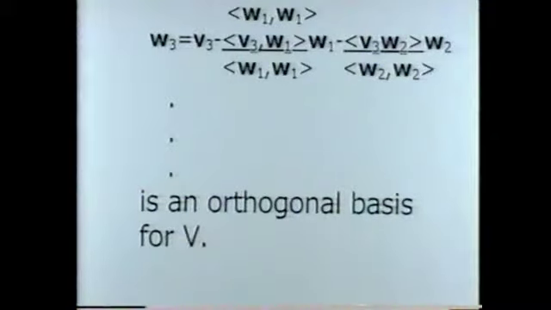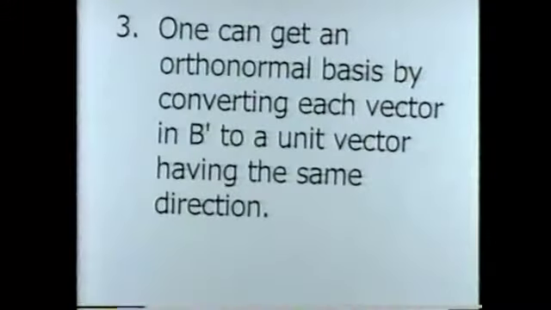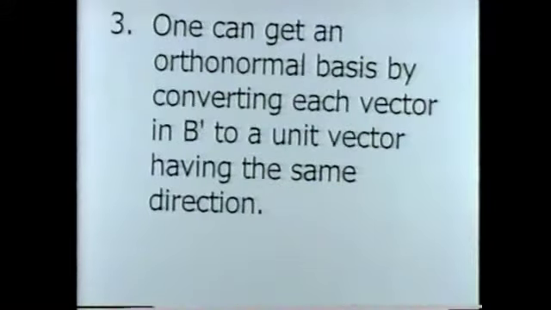Now once you get it orthogonal, it's very easy to get it to be orthonormal. One can get an orthonormal basis by converting each vector in B prime to a unit vector having the same direction. So that would just be W1 divided by the magnitude of W1, W2 divided by the magnitude of W2, and so forth.